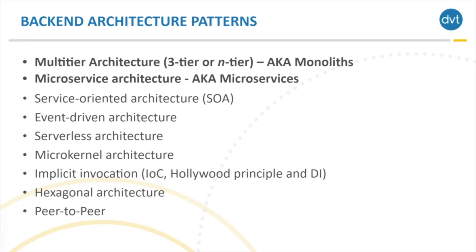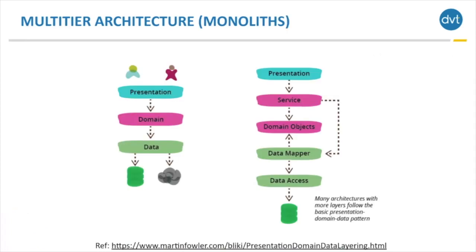The ones I've mentioned here are just some of them. There are many others. Even some of these can be used for your user interface front-end architecture patterns. I've mentioned only some of the important ones, and I've highlighted two that are always being discussed everywhere. The first one is the multi-tier architecture, which could be 3-tier or n-tier, also known as monoliths, or it could be the microservice architecture, also known as just microservices. Let's discuss a bit about these two and see what exactly they are.